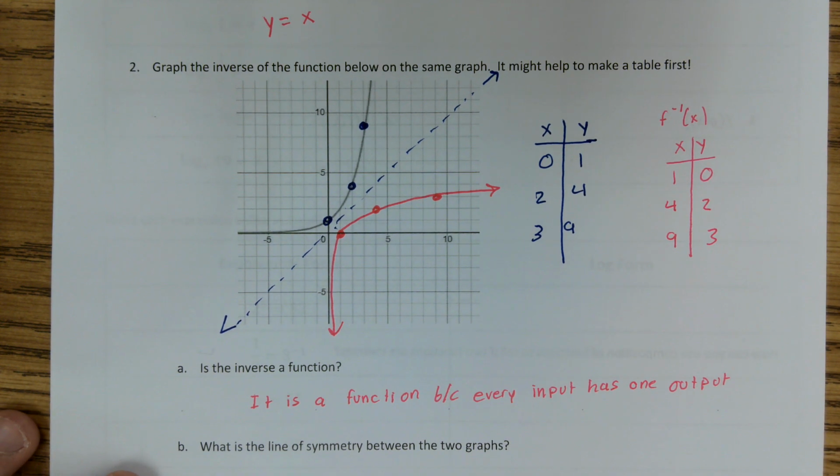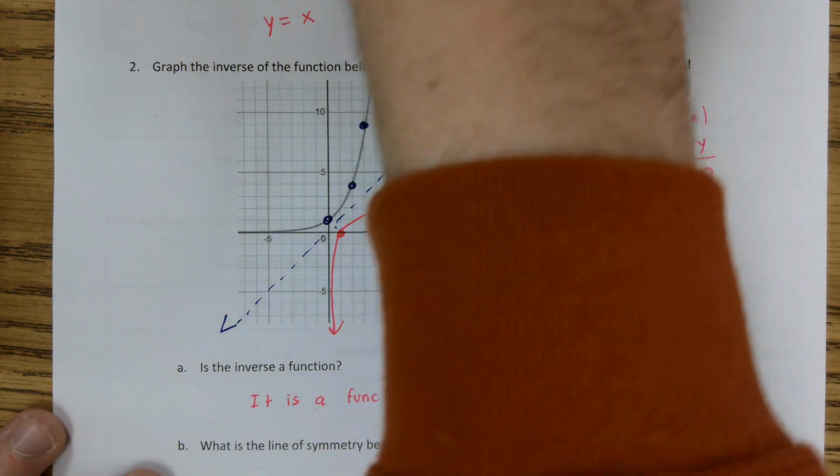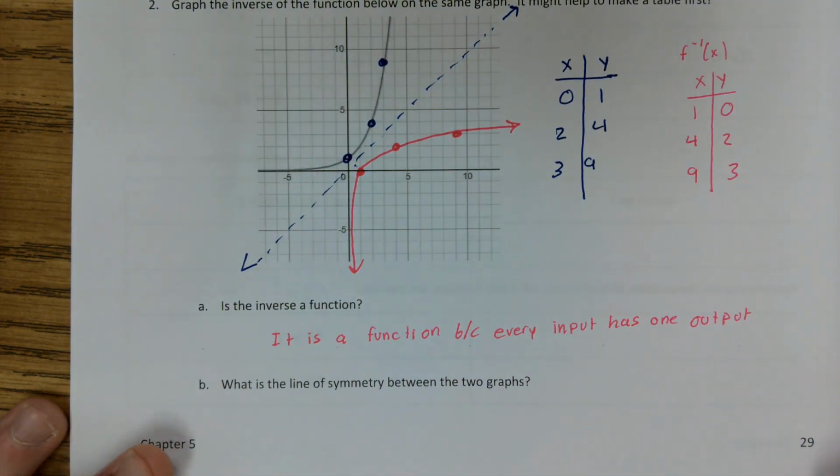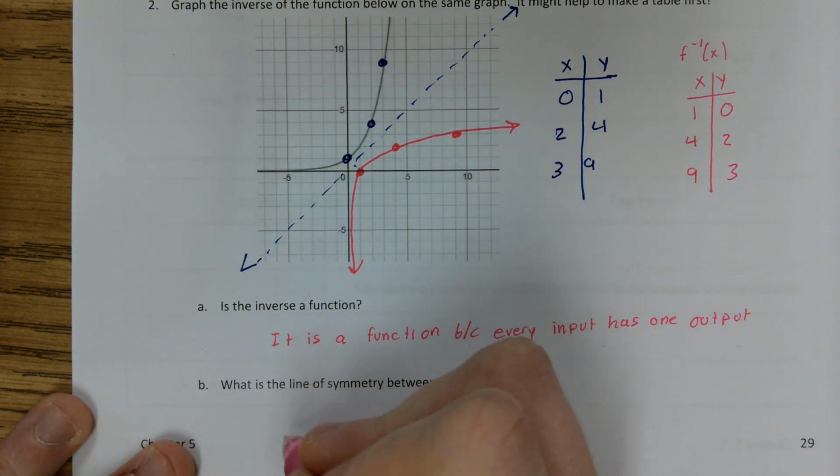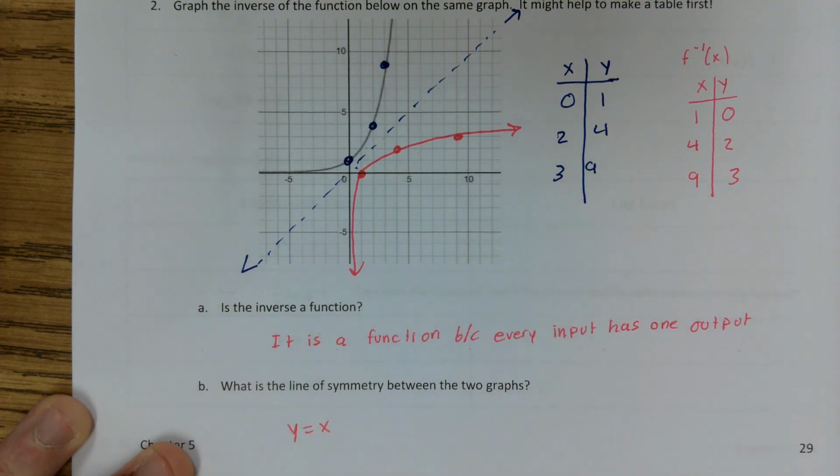What is the line of symmetry between the two graphs? My apologies. So the line of symmetry between these two graphs is y equals x, okay?